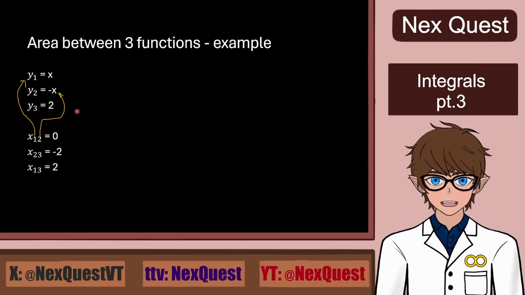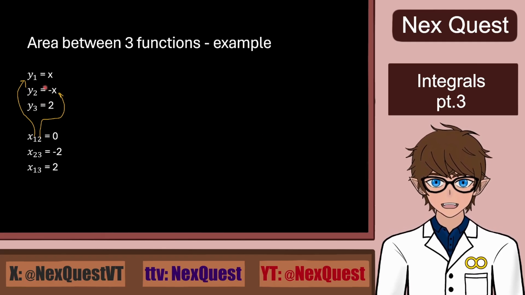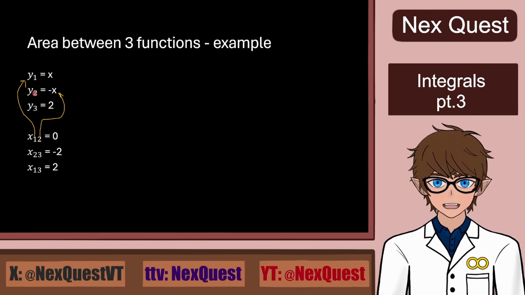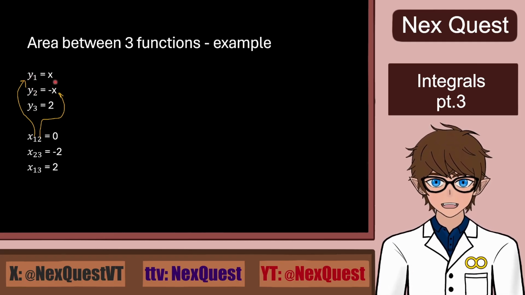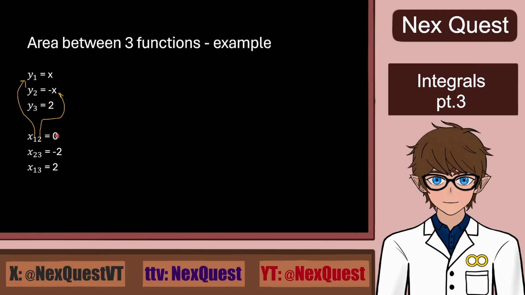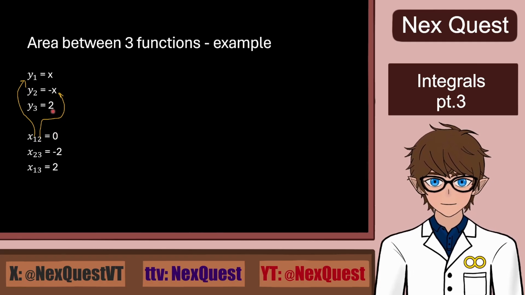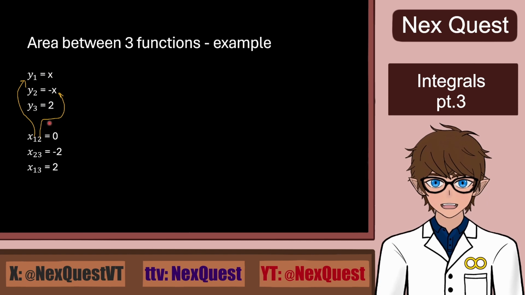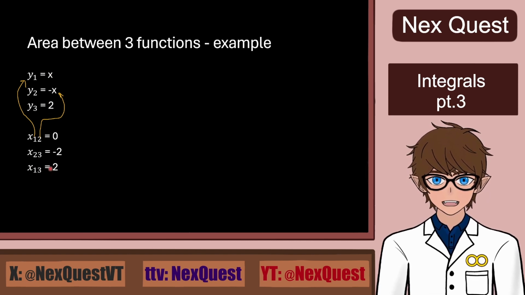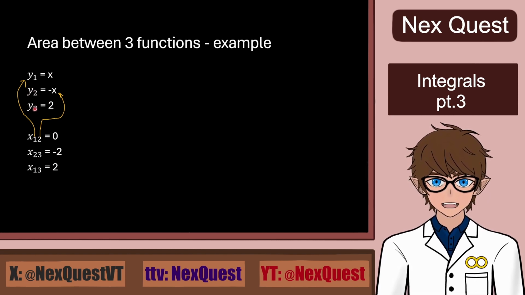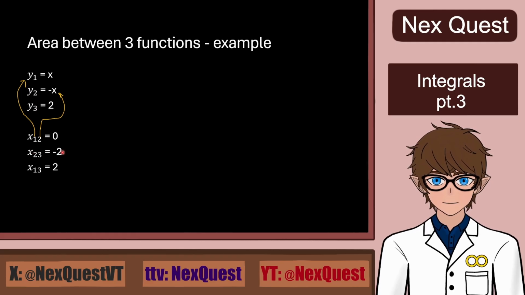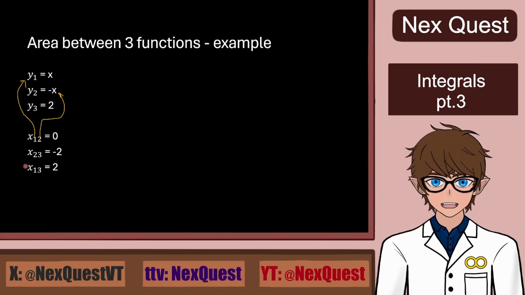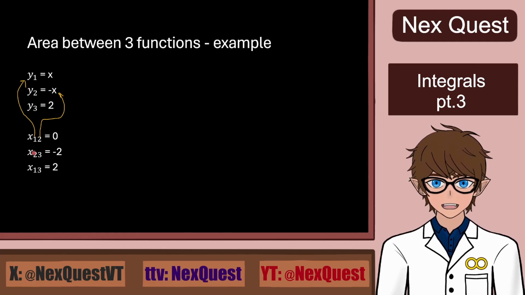So I equal the functions two by two, and we get the following values. I equated y1 with y2, and we got the first one, so minus x equals x. That is only true if x is 0. Then I equated y1 and y3, x equals 2. That only is true if x equals 2. And then I equated y2 and y3 to get x squared, 3 minus x equals 2, so x has to be minus 2. That's how I got these x intersections.